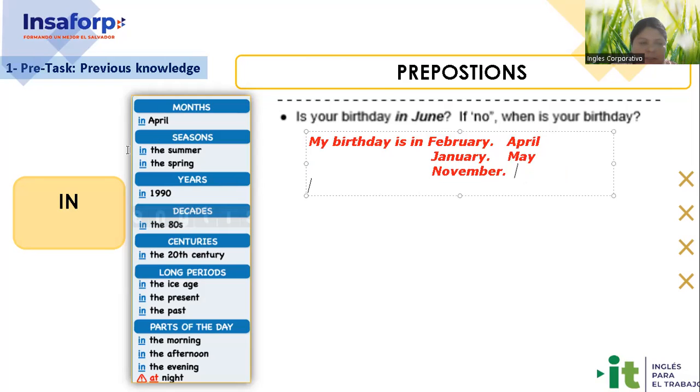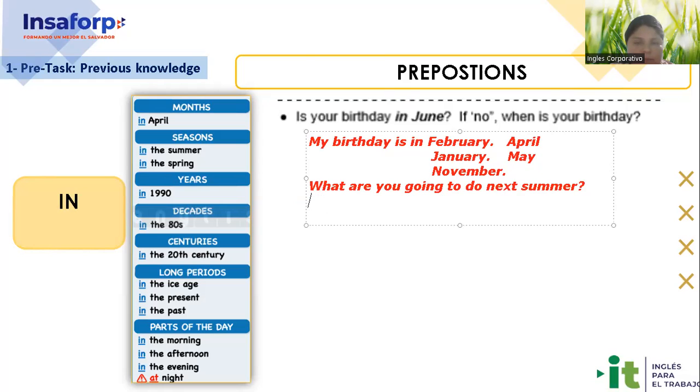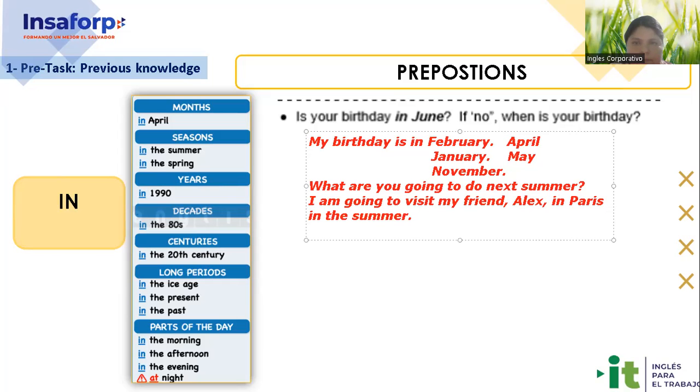So the second one is for seasons: in the summer. For example, look at the example. So tell me about something that you're going to do in the summer. Question: what are you going to do next summer? For example, I'm going to visit my friend Alex in Paris in the summer. Ahí vamos viendo la preposición. So, in the summer, I'm going to visit my friend Alex, right? So, he lives in Paris.